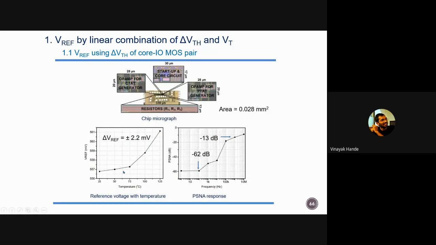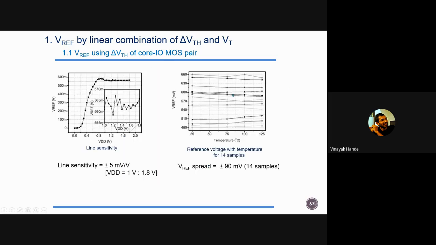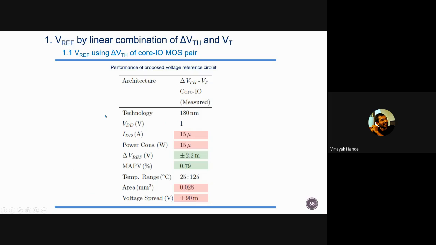The reference voltage has some variation, that is plus minus 2.2 millivolt over a temperature range of 100 degrees. This is some AC response, right? I have tested this across different dies, and this is line regulation. The summary of this is VDD is 1 volt, 180 nanometer, IDD is 15 microamps, and surprisingly you can see that delta VREF is very small, approximately 4 millivolt over the temperature range of 100 degrees Celsius. I think that's all here.